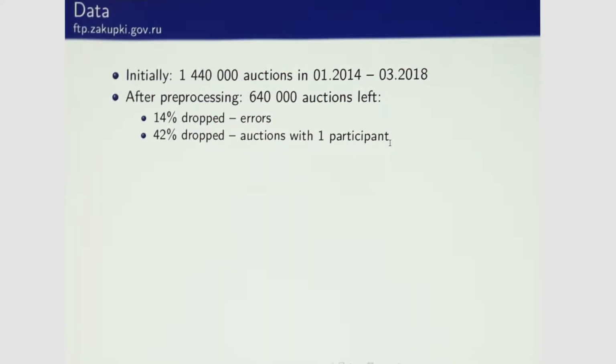We have initially 1.4 million auctions over a span of 4 years. These are open access, Russian procurement auctions. Every auction has to be there. We drop more than half of it, some due to errors in the data, and others are the auctions with one participant, and we cannot apply our methods to these auctions because we basically compare winners and runner-ups, and auctions with one participant have only winners, right?